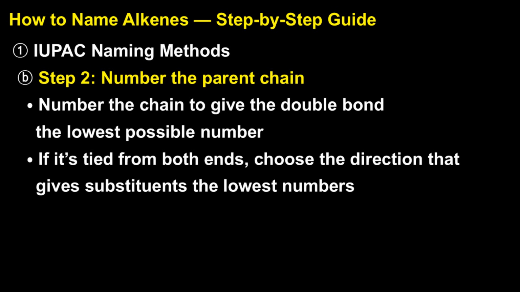Alright, step 2. Numbering the parent chain. Here's the main rule. The double bond needs the lowest number possible. So when you start numbering, go from the end that gets you to the double bond sooner. But if the double bond ends up with the same number from both directions, then what? Then, you pick the direction that gives the substituents the lowest numbers. So we minimize the number for the double bond first, and if that's tied, we go with the one that helps the substituents.